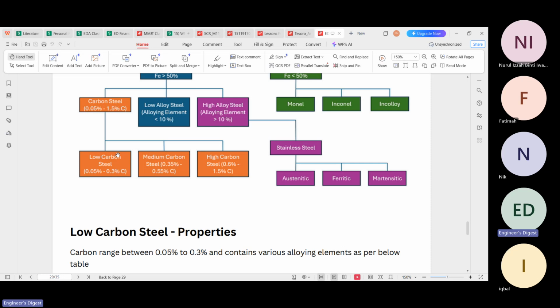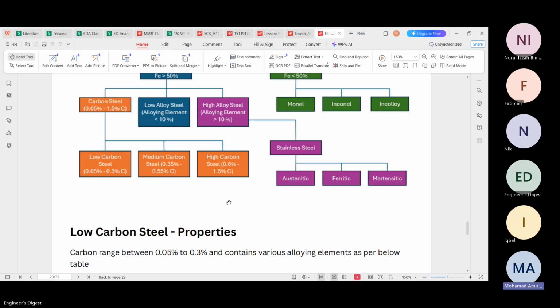So for your pressure vessel at your refinery or petchem, we actually use low carbon steel. We do not use medium carbon steel, and we do not use high carbon steel.